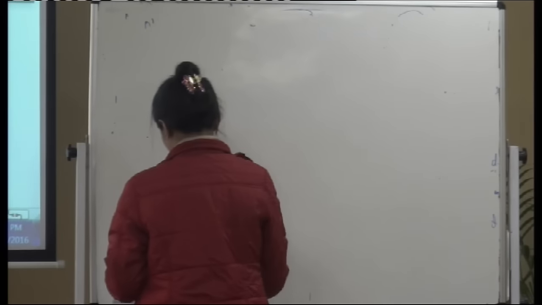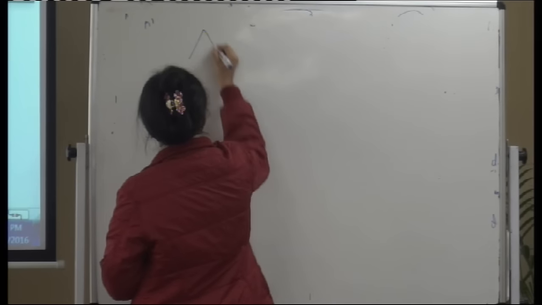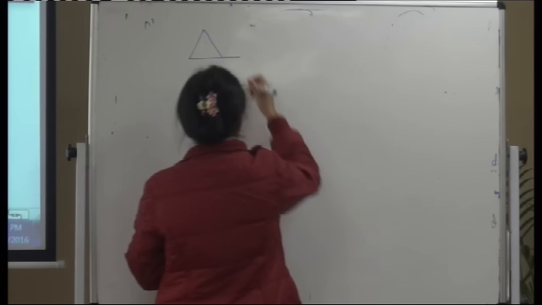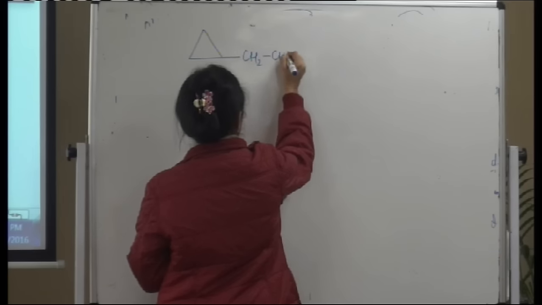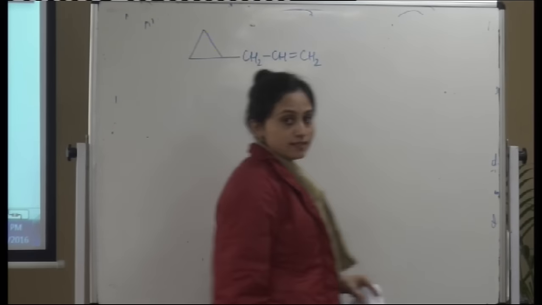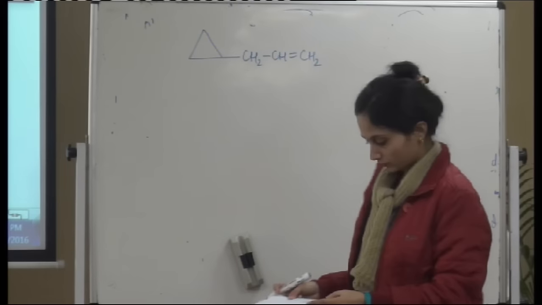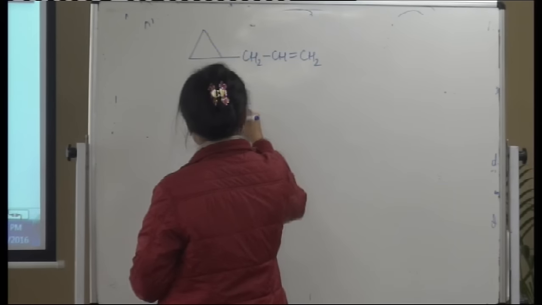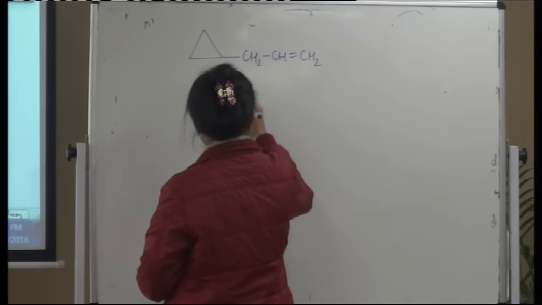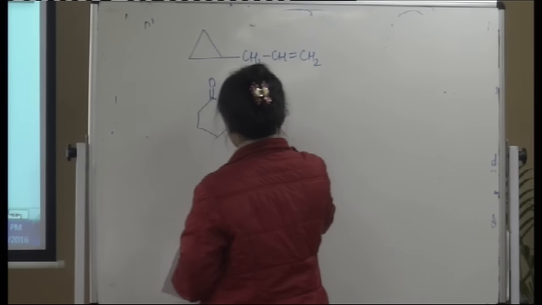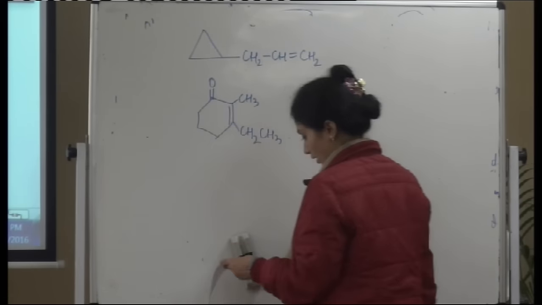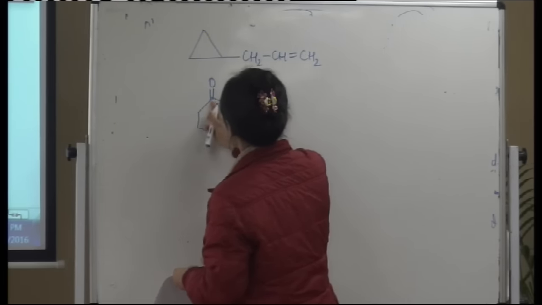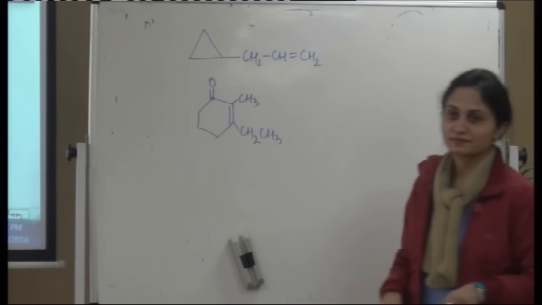Now what if it has the same number on either side? Say if you have this, alright, this is your cyclopropane chain, and then you have CH2, CH double bond CH2. Name this. And then name another one: double bond O, CH3, and then you have CH2, CH3. You decide. Do it quickly.